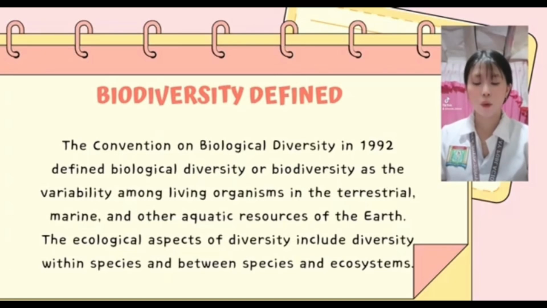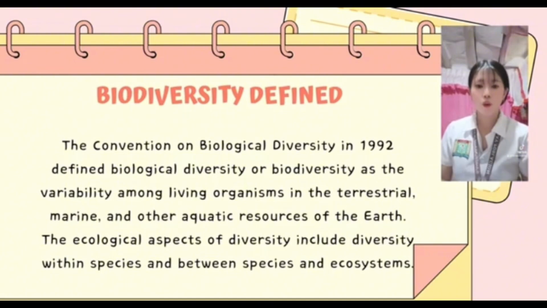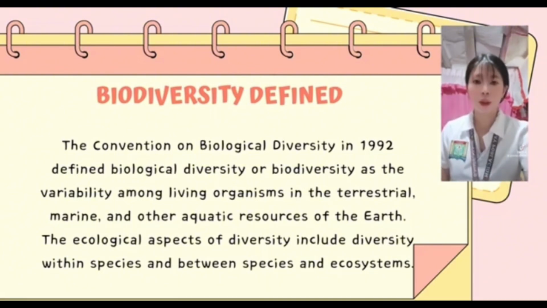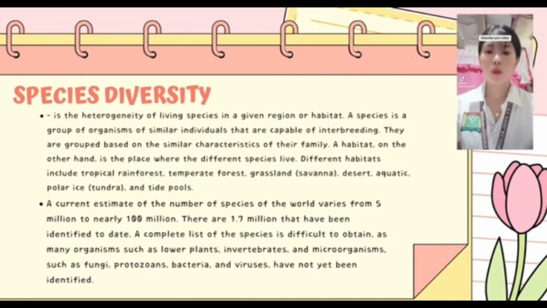So when we say biodiversity, it talks about the different kinds of living things and living organisms that live in different parts of the earth, like on land, in water, or on the air surface. And it has three various levels of diversity, which are the genetic, species, and ecosystem diversity. To understand well, I will explain the various levels of diversity one by one.